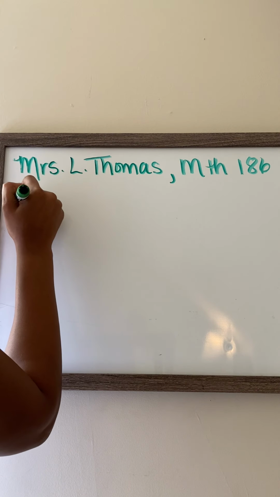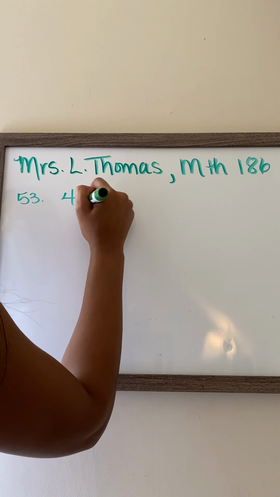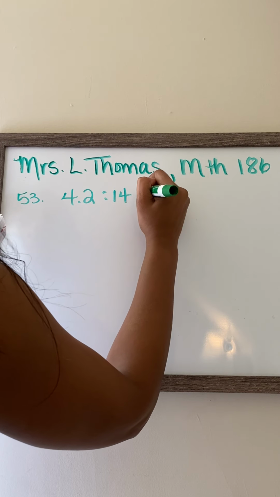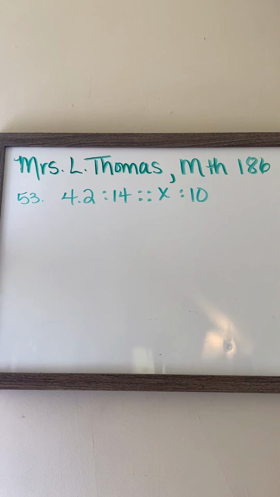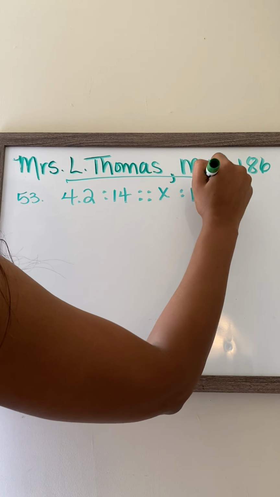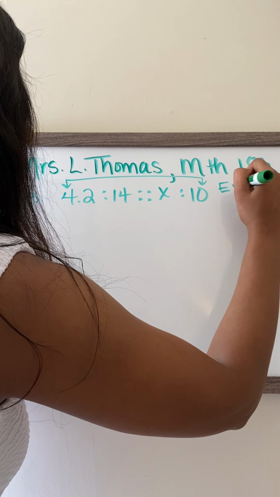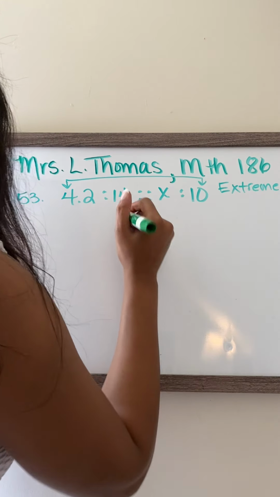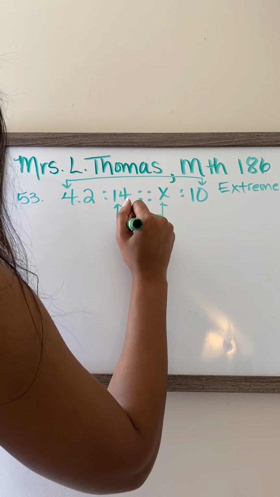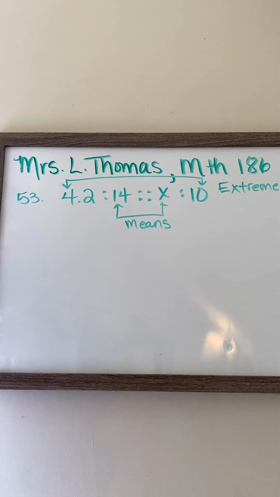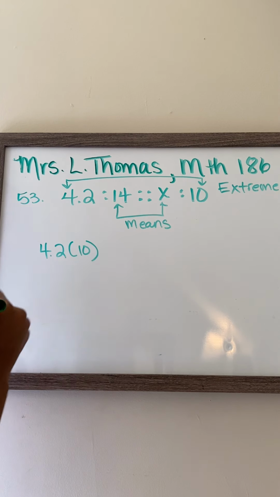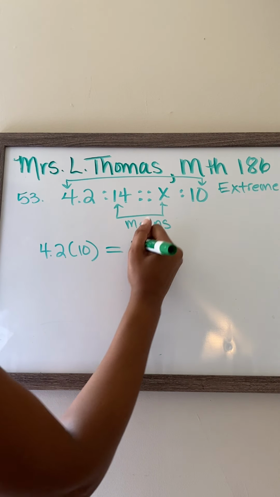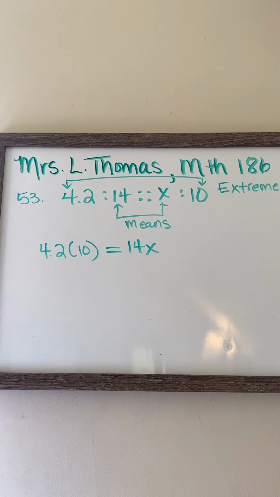Okay, so for 53, 4.2 is to 14 as x is to 10. All of these are colons. The outside are called extremes. These are your extremes. And the ends are called your means. Here we're going to put the extremes together by multiplying them, equals the means in the middle, the 14 and the x, the insides, go together.